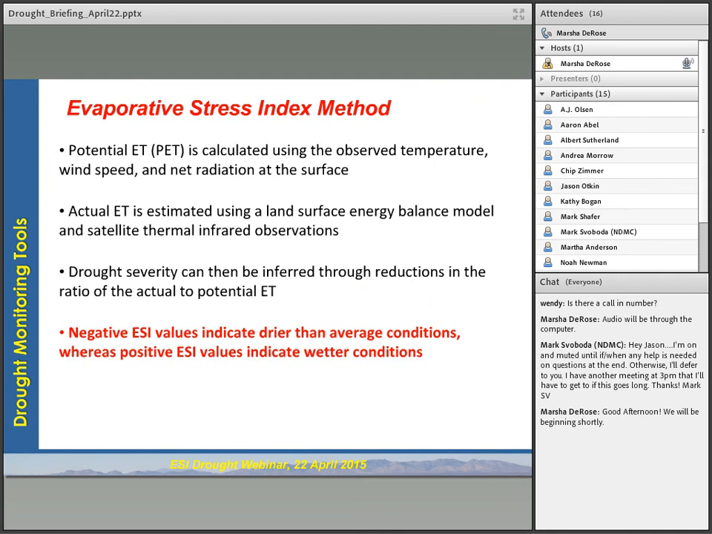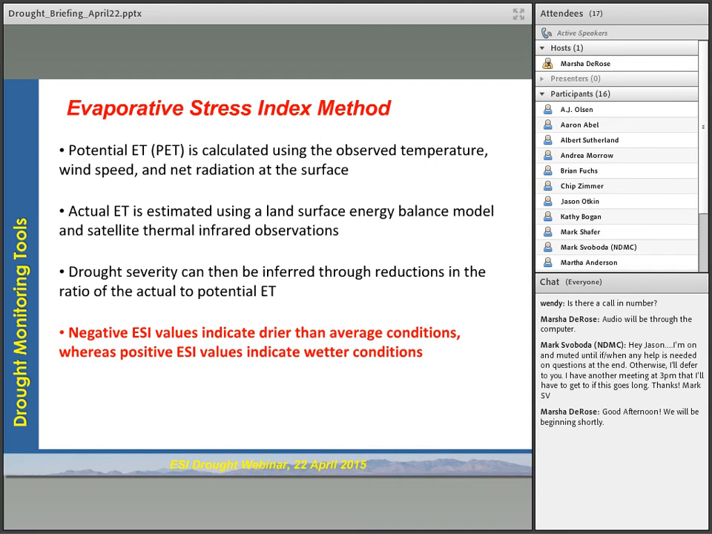Two values are required to calculate the ESI. These include the potential ET and the actual ET. The potential ET represents the maximum evapotranspiration that would occur for a given set of atmospheric conditions if the vegetation were able to access enough soil moisture to meet the atmospheric demand. The potential ET is calculated using the observed temperature, water vapor, wind speed, and solar radiation at the surface.